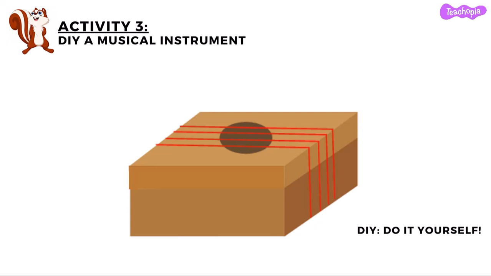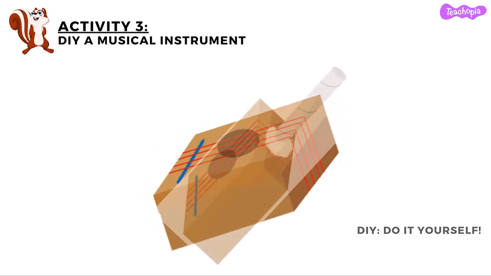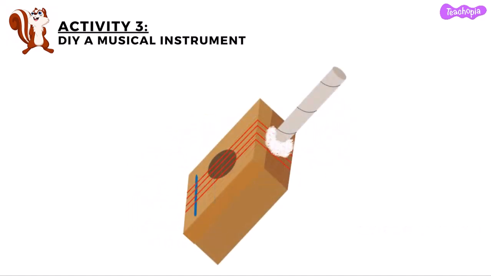Let us create space between the cardboard and the rubber band so that we are able to pluck them, or we are able to play them better. We will do this by placing a pencil, a used pen, or anything that is small and cylindrical and long enough to be placed between the cardboard and the rubber band strings.